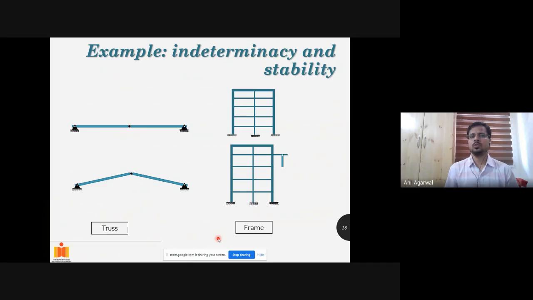So I'm just showing you 2 examples here. The first example is a truss, right? So I have a truss like this. It looks like a truss. If you do any of those calculations, b plus r minus 2j or whatever, and you look at the second problem, any formula that you want to use will give you the exact same value of indeterminacy. But one of them is stable and one of them is unstable. Which one is unstable?